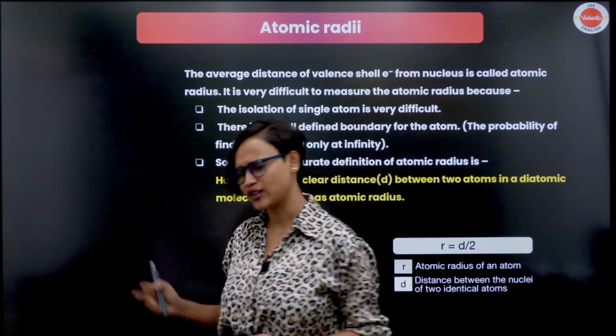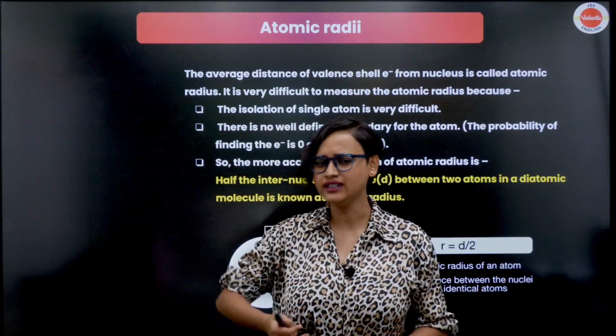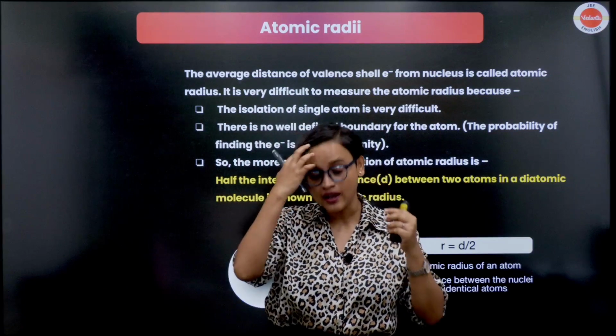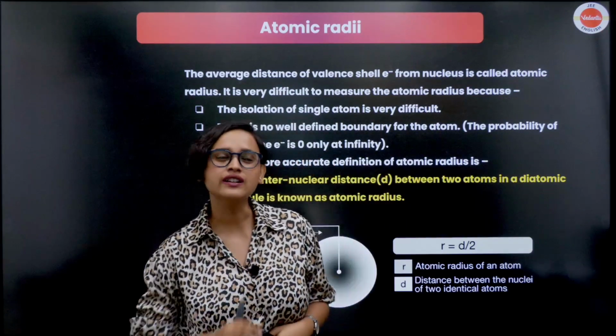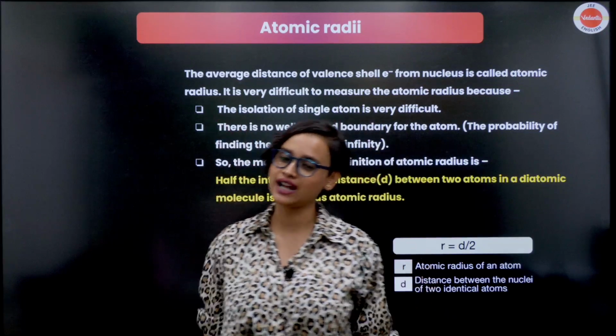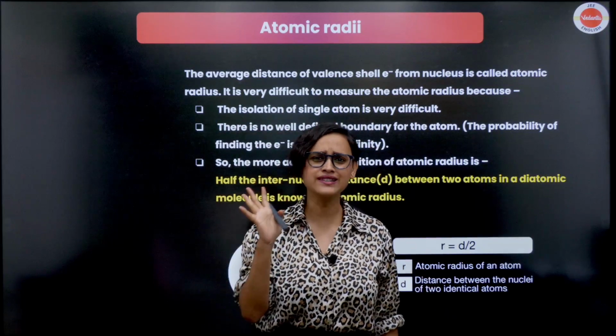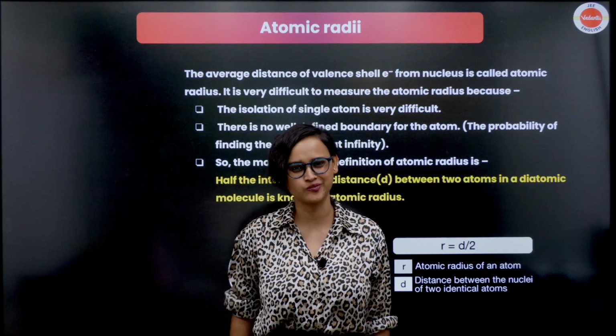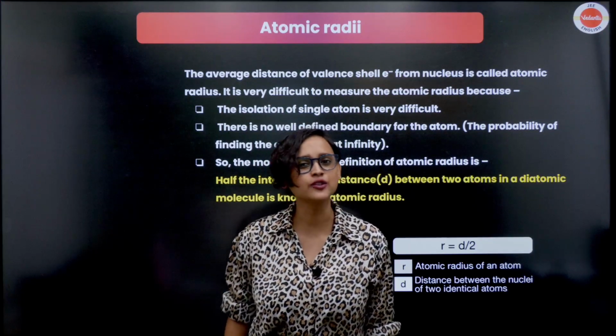As I was saying, atomic radius, as the name suggests, is basically the radius of the atom. Nothing different, correct? But tell me something, do you really think that you can take the radius of an isolated atom? Just one single atom. Will you be able to do it? Not possible, guys. Not at all possible. And let me tell you why.